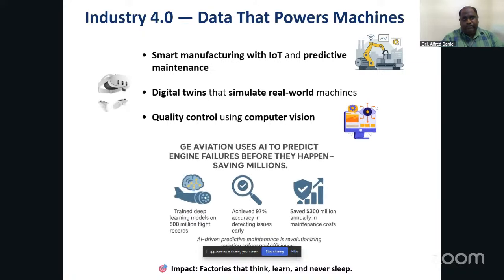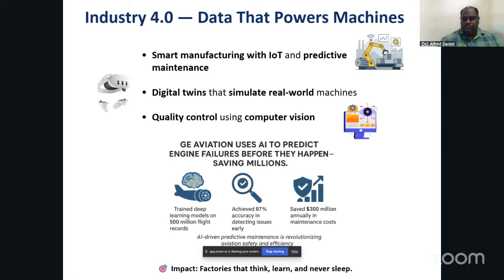Next comes Industry 4.0, the data that powers machines. We are in the Industry 4.0 era, where manufacturing, IoT, digital twins, and computer vision all play a major role in today's industry, specifically Industry 4.0. As I have mentioned here, smart manufacturing with IoT and predictive maintenance is important. IoT is an integral part of today's industrial aspect, where everything is automated, where AI or machine learning is the backbone for the IoT framework, and all the automation is taken care of by AI and ML.